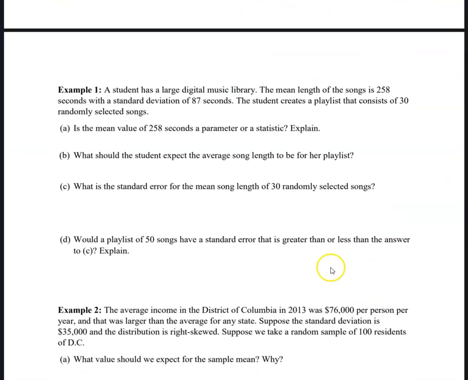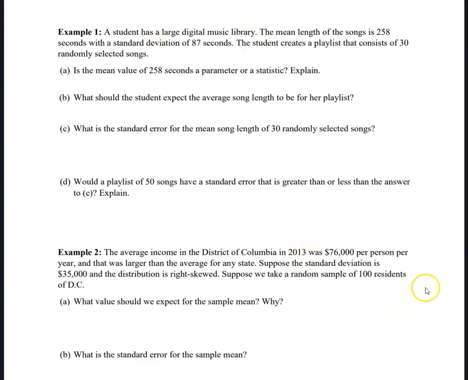Let's look at a quick example. A student has a large digital music library. The mean length of the songs in the entire library is 258 seconds with a standard deviation of 87. The student creates a playlist that contains 30 randomly selected songs. Is the mean value of 258 a parameter or a statistic? So this is the mean for the entire population of songs. So that would mean it's a parameter, and the symbol we would use is mu. So mu equals 258.